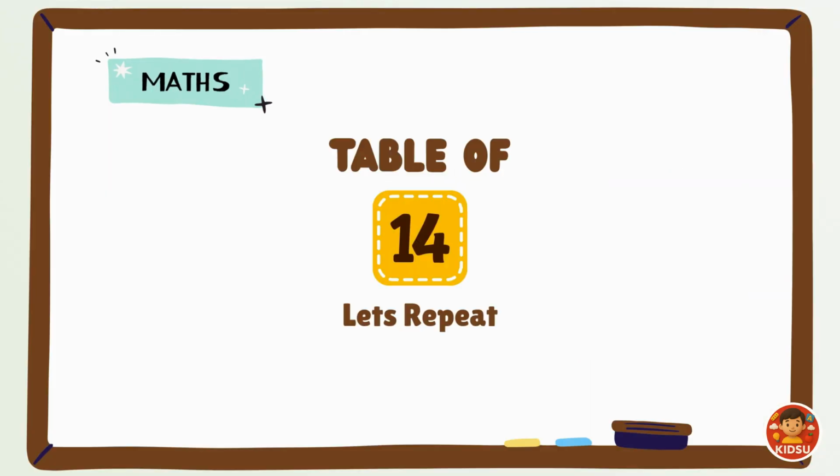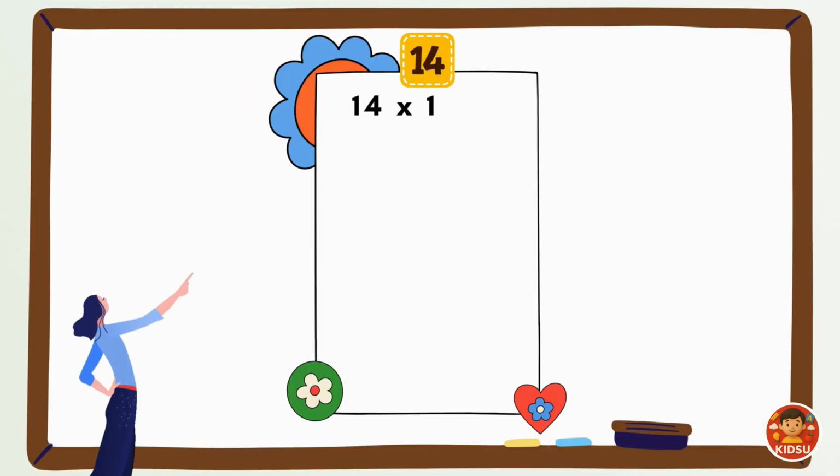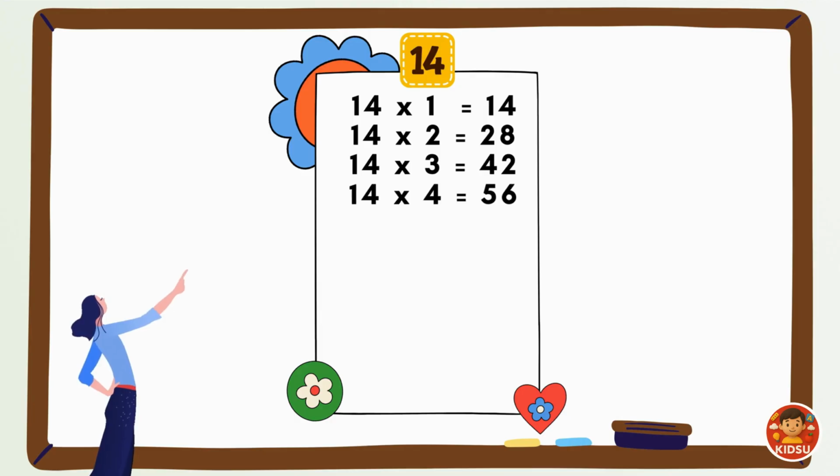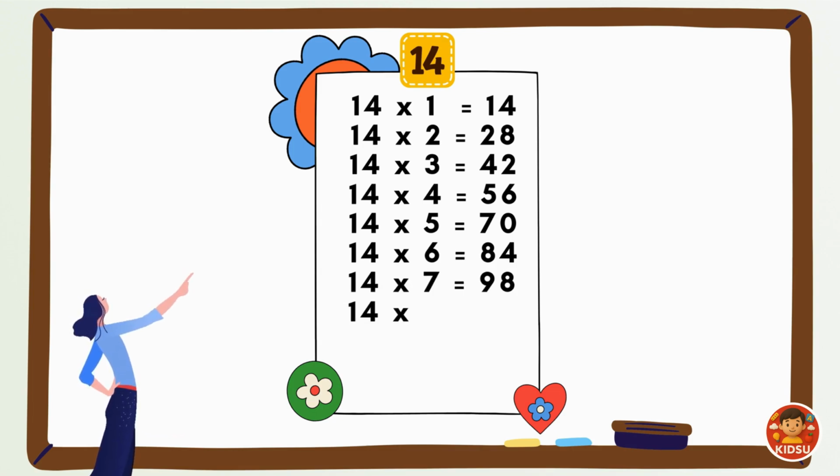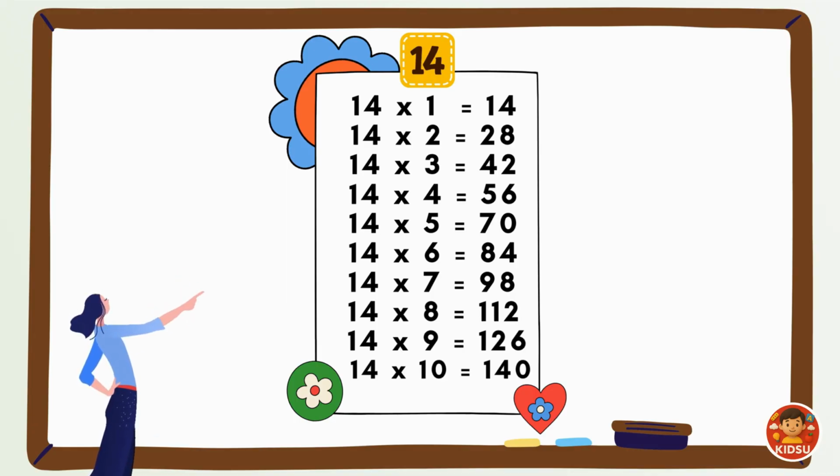Let's repeat all together at once. 14 ones are 14. 14 twos are 28. 14 threes are 42. 14 fours are 56. 14 fives are 70. 14 sixes are 84. 14 sevens are 98. 14 eights are 112. 14 nines are 126. 14 tens are 140.